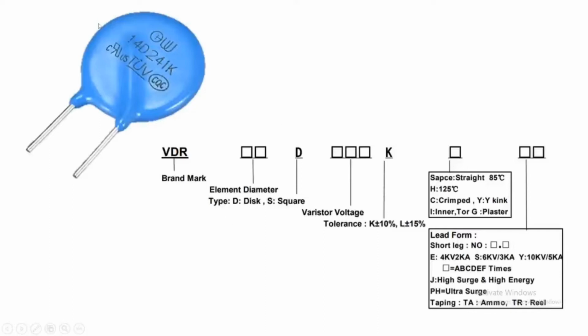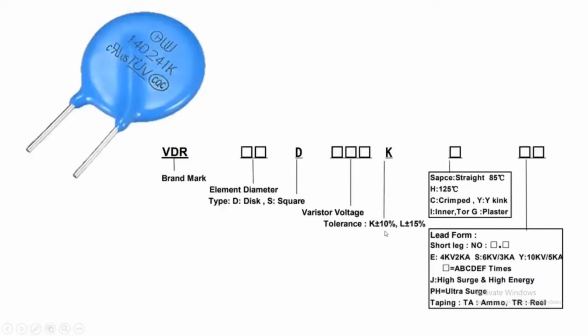D means disc shape. So you can see here it's like a disc. If instead of D there was S, the shape would be square. The 4th, 6th and 7th numbers indicate the voltage. The voltage of this resistor is 241 volts, while the last letter K indicates tolerance.